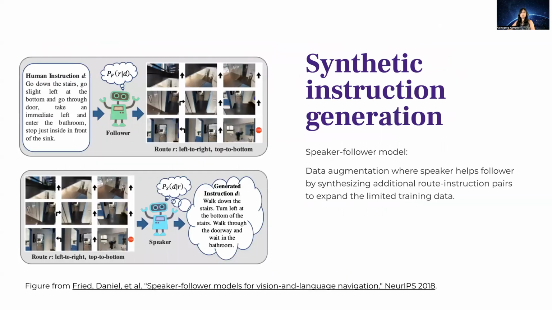The speaker-follower model introduced by Fried et al. in 2018 suggests to train an in-domain instruction generation model on the R2R dataset. At test time, the follower improves its chances of success by looking ahead at possible future routes and pragmatically choosing the best route by scoring them according to the probability the speaker would generate the correct instruction for each route.